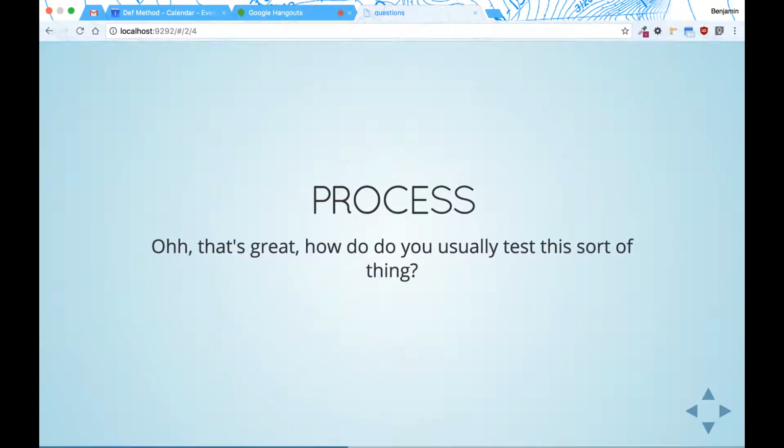Process questions are questions that ask somebody to describe a schema. So how do we do something? How do you usually test this sort of thing? How do you usually write code like this?